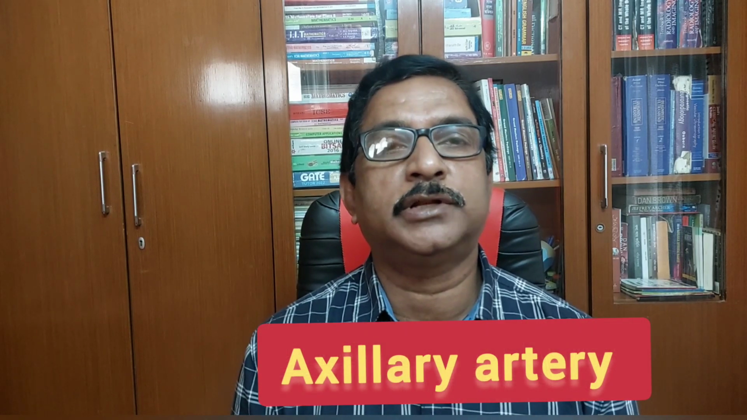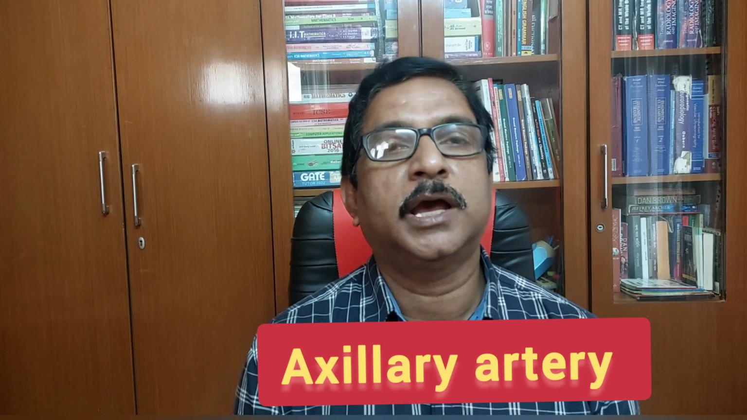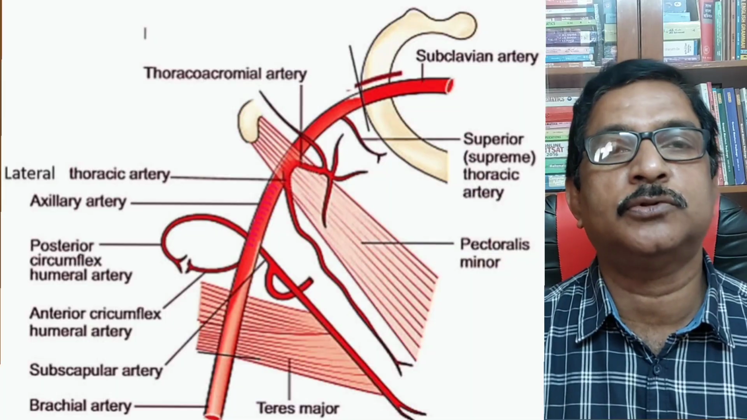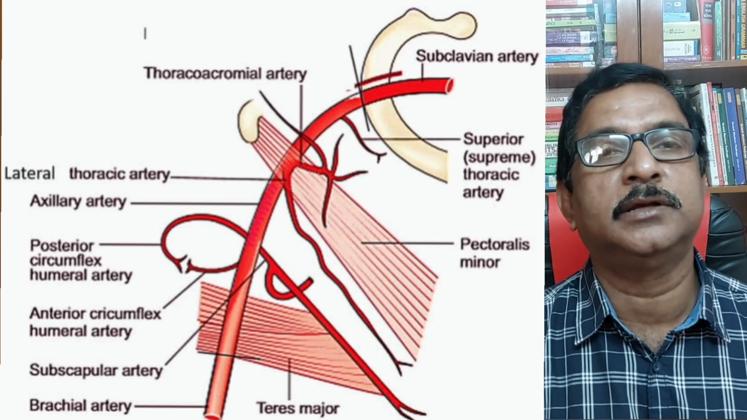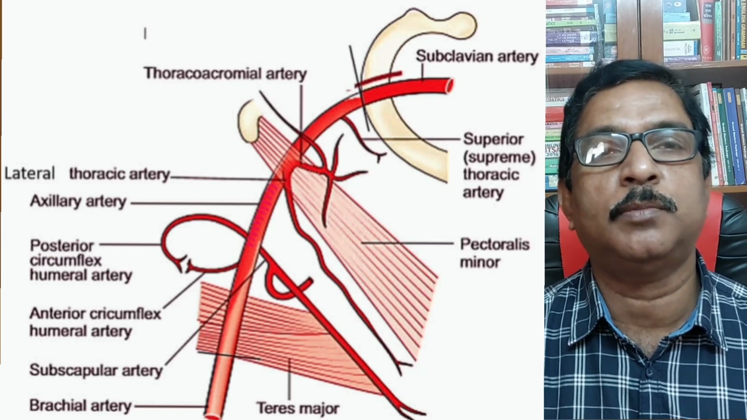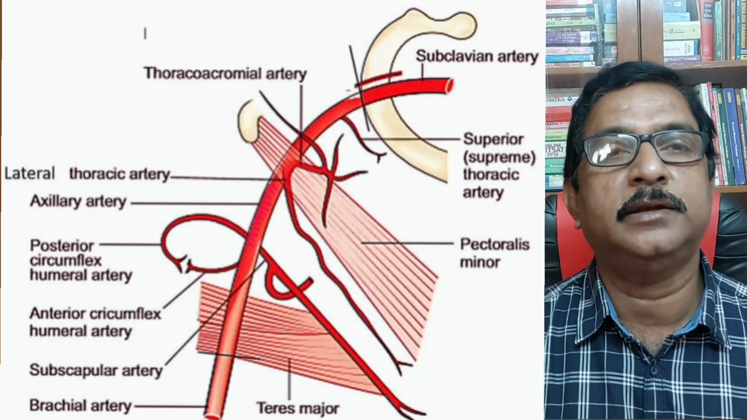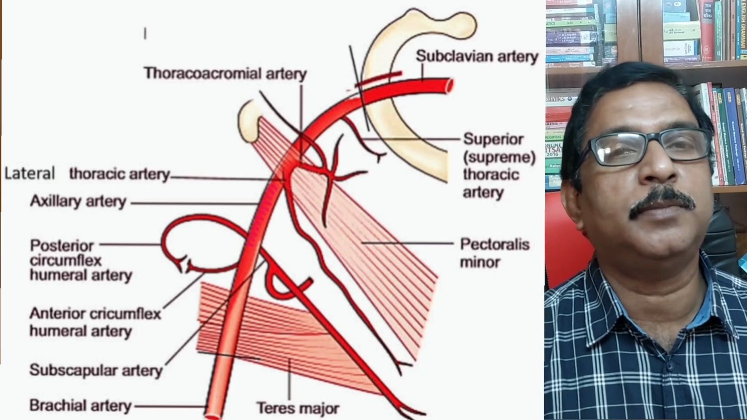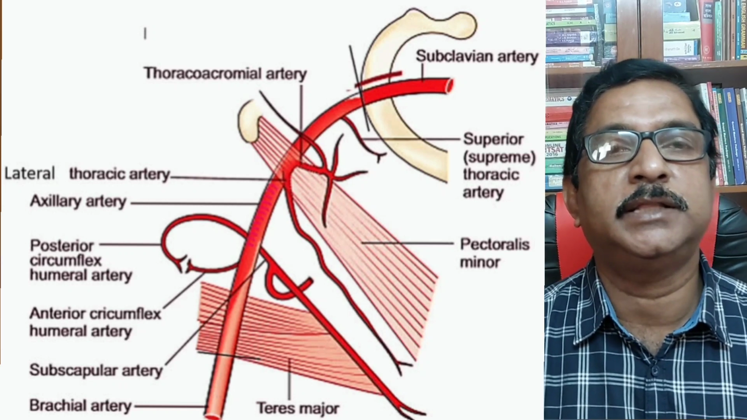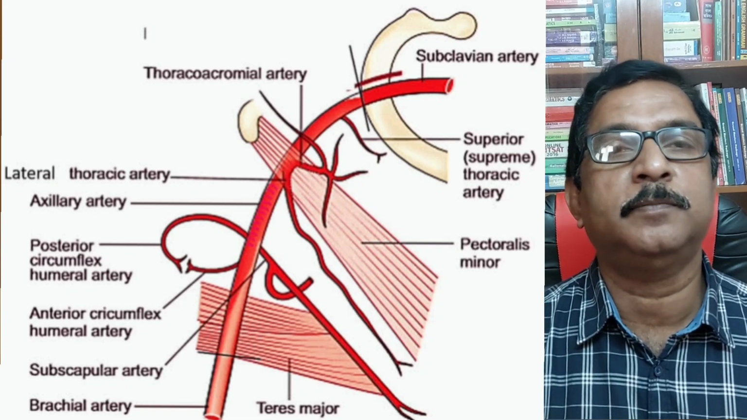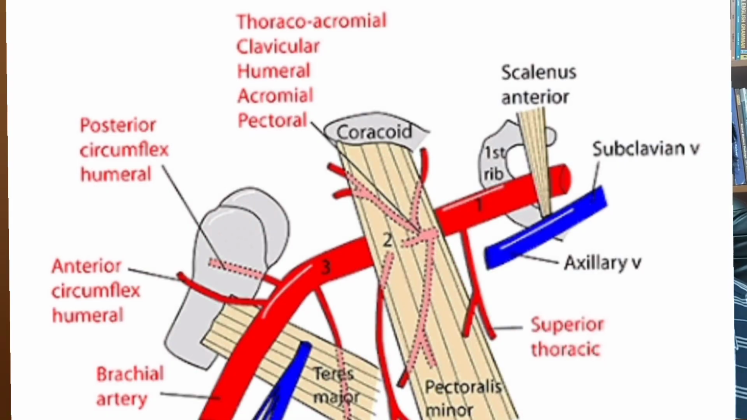The axillary artery is a continuation of the subclavian artery, and you know the subclavian artery, its third part, extends up to the outer border of the first rib. So the first part of the axillary artery starts from the outer border of the first rib, then goes up to the upper border of the pectoralis minor. It is the first part. Then the axillary artery passes deep to the pectoralis minor muscle. So this part, which is deep to the pectoralis minor, is the second part.